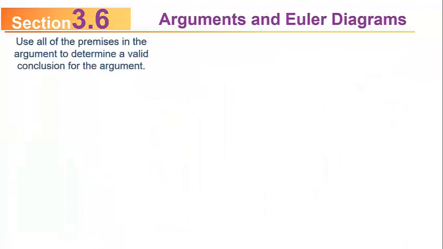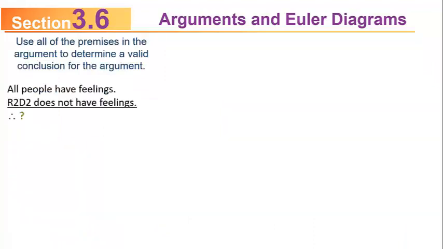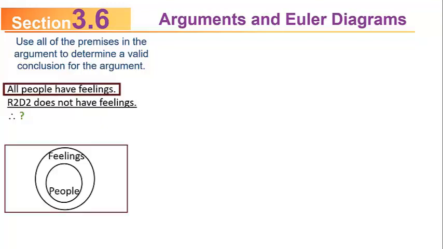Use all the premises in the argument to determine a valid conclusion for the argument. All people have feelings. R2D2 does not have feelings. Therefore, what? Let's come up with a valid argument by removing that question mark and putting in a statement. Starting off with the first premise, all people have feelings. So if I have a people circle, it has to be completely inside the feeling circle.